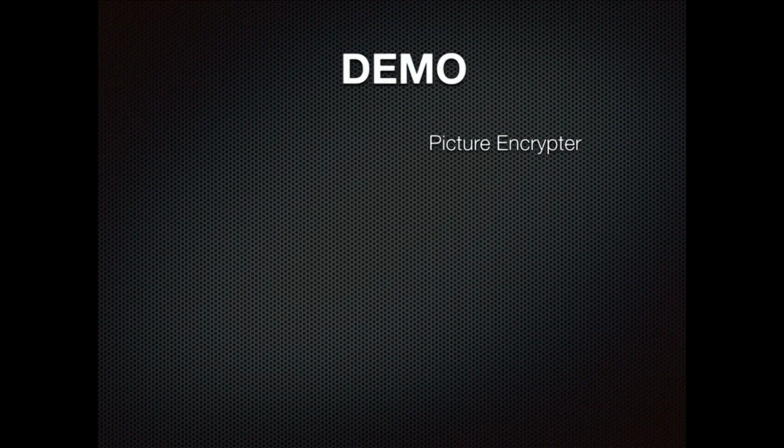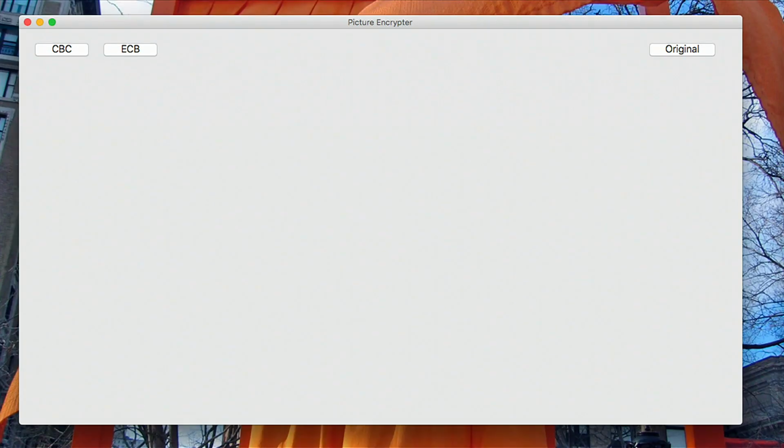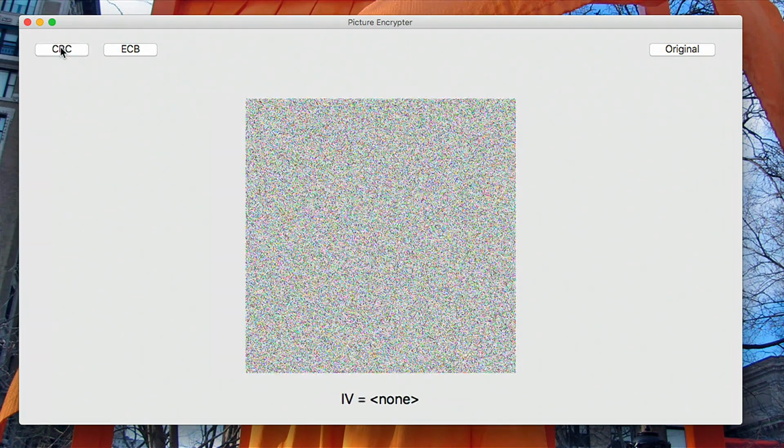So let's see this in action. I have here a little app called Picture Encryptor. This actually encrypts a picture in two different modes. And the first mode is CBC, which, as I mentioned, encrypts the first block and then uses that to scramble the next data and down the line. Can anyone tell me what that's a picture of?